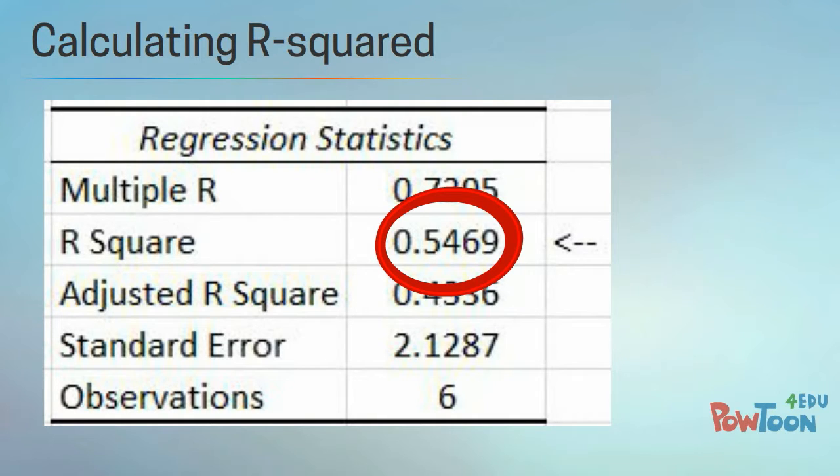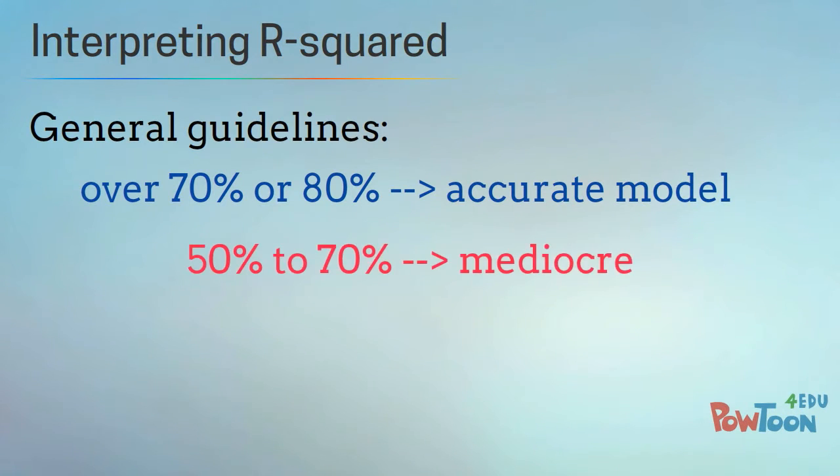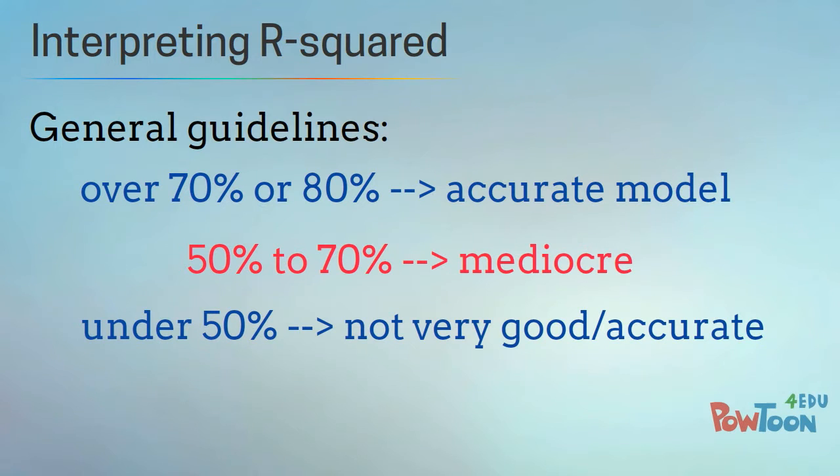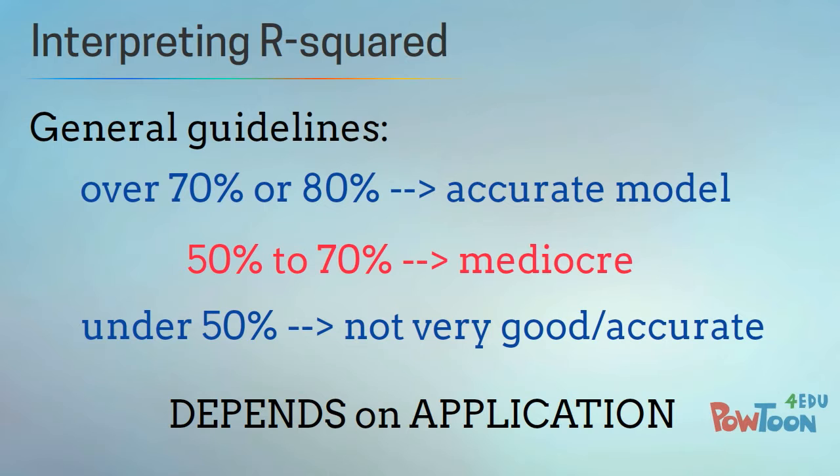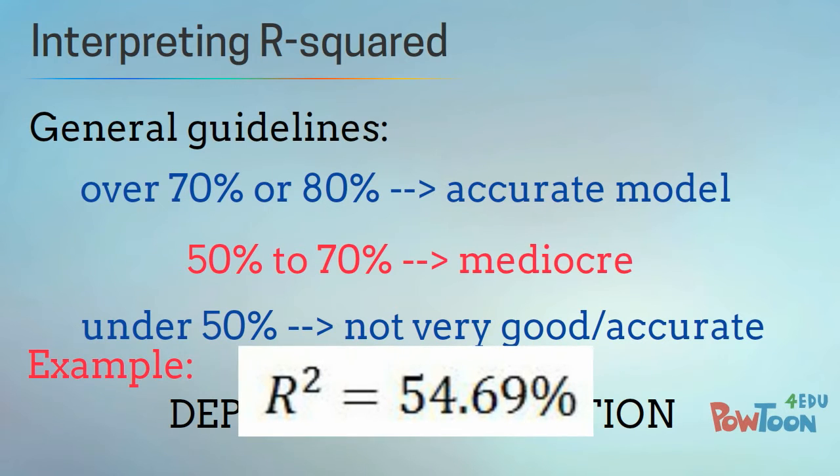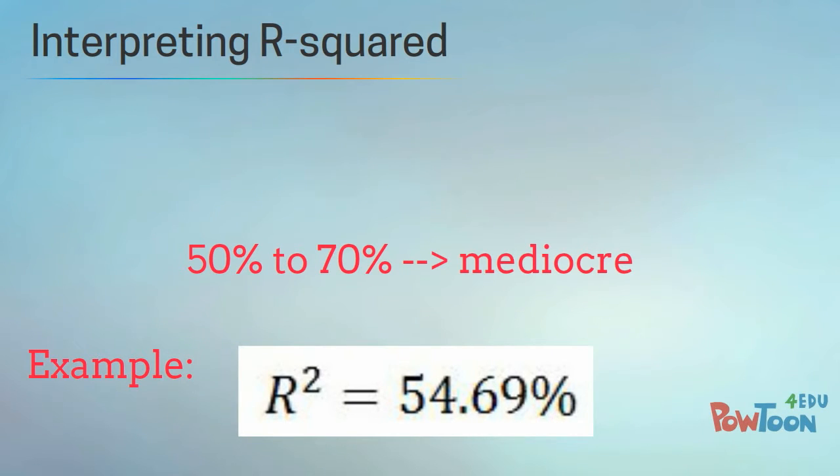0.5469. Generally, we would say that r squared over 70% or 80% would indicate a strong or accurate regression model, and over 50% would indicate a mediocre one. Often, an r squared value under 50% would lead one to conclude the model is not very good or accurate. However, the interpretation ultimately depends on the application. For this example, an r squared of 54.69% would indicate a mediocre but not a great regression model.